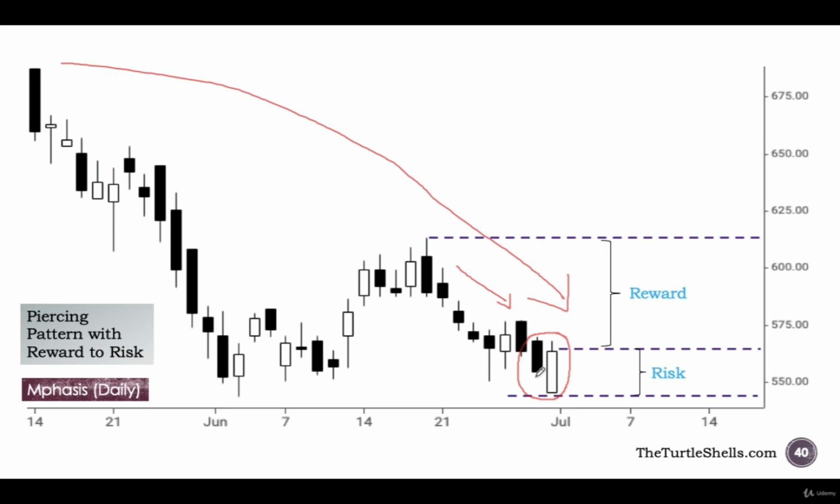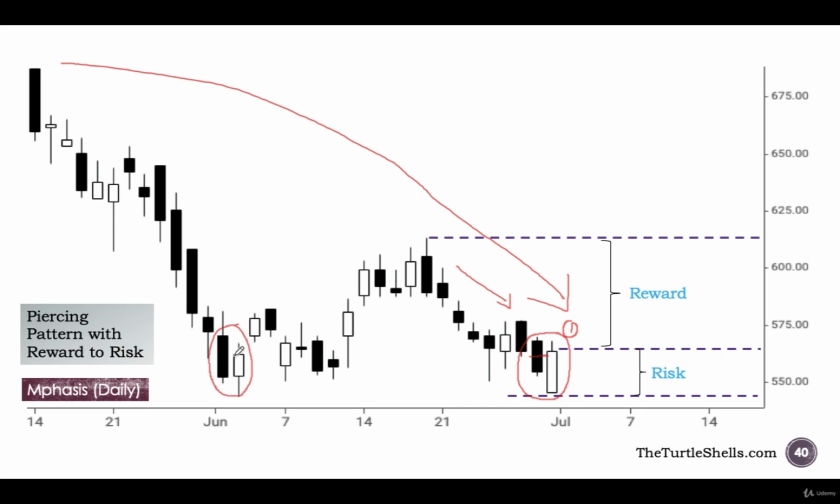I hope I have said that enough times. The closing of the white candle is above the midpoint of the prior black real body. So that qualifies it for being a piercing pattern. It is not a bullish engulfing pattern, because if this price had closed above the opening of the prior black candle, then it would become a bullish engulfing pattern. So that is our first signal. Next, you observe here, is this a piercing pattern?